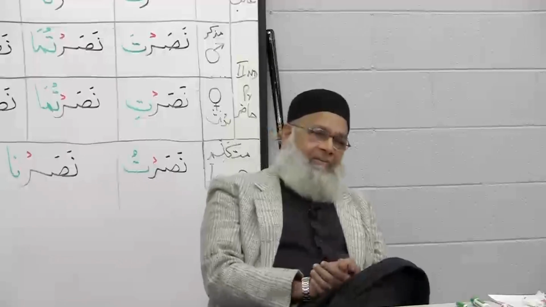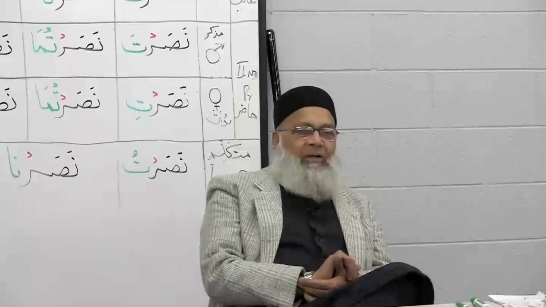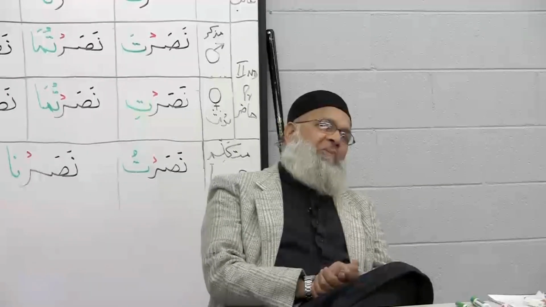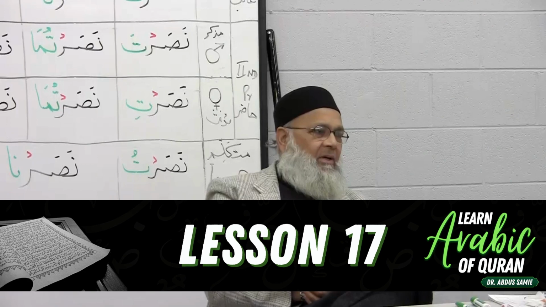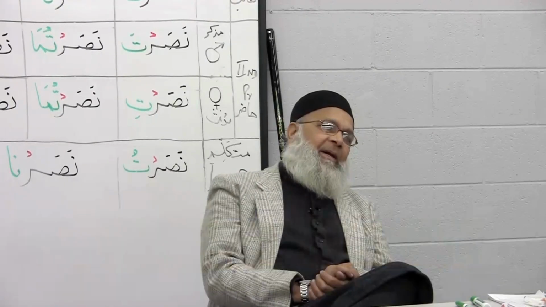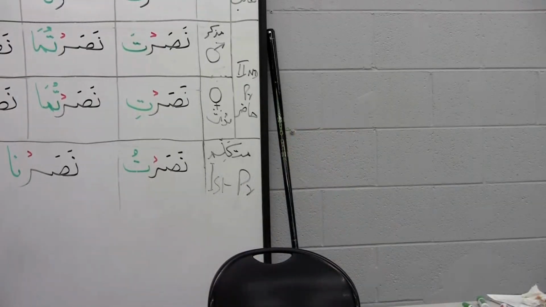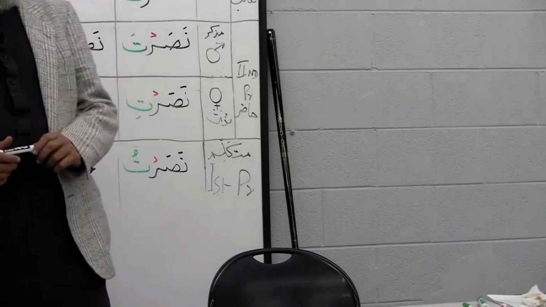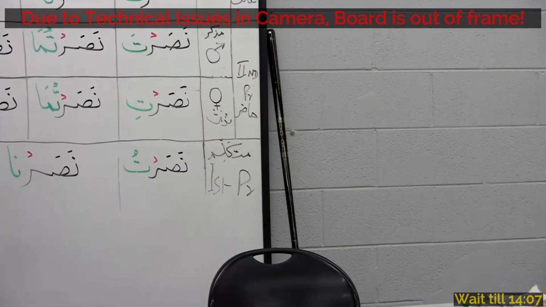Al-Jumlatul Fi'liya. We have already studied Al-Jumlatul Ismiya. The definition of Al-Jumlatul Ismiya was the Arabic sentence beginning with a noun, and the one beginning with a verb is Jumla Fi'liya. An Arabic verbal sentence begins with a verb.